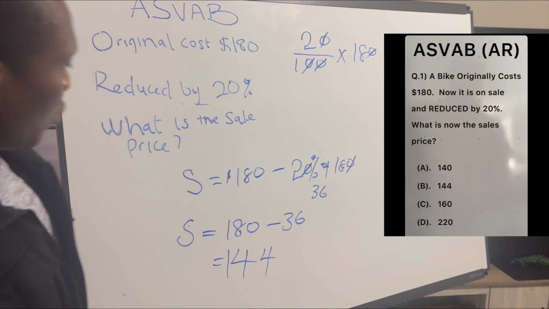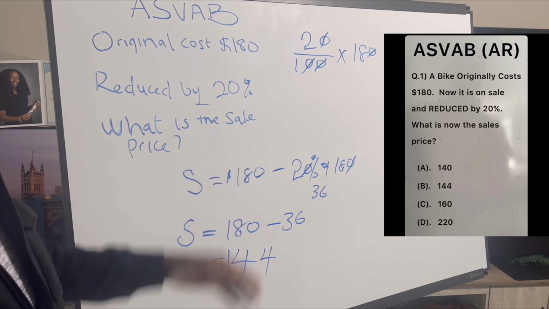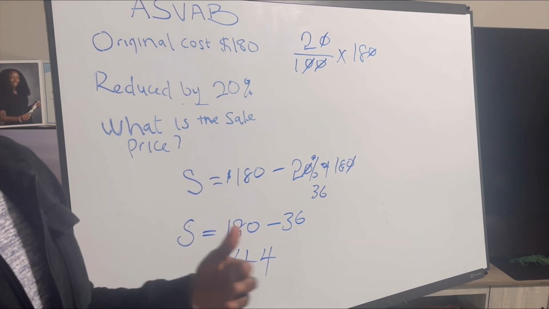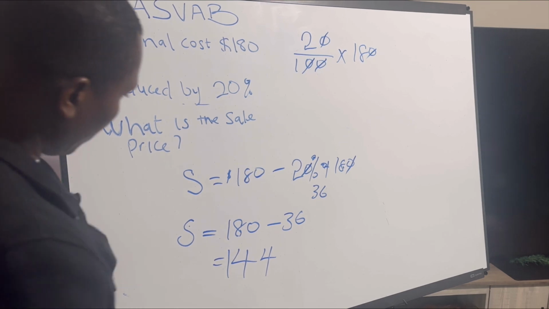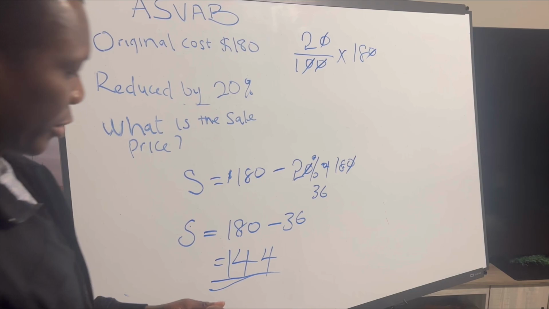That means when you go to the store, the original price of the bike is 180 and they said it's reduced by 20%. So now what are you going to pay? $144. Thank you very much.